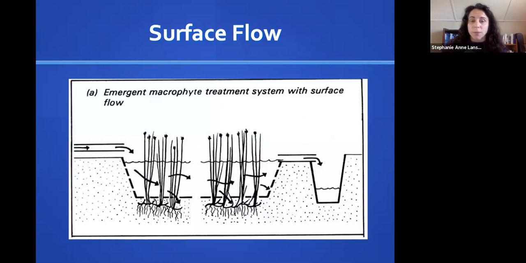So if we start with our subsurface flow wetland, again, it's an emergent macrophyte treatment system. So we have plants that are doing a lot of the treatment, and microbes. And again, the water's coming onto the surface and then it's leaving via surface flow.